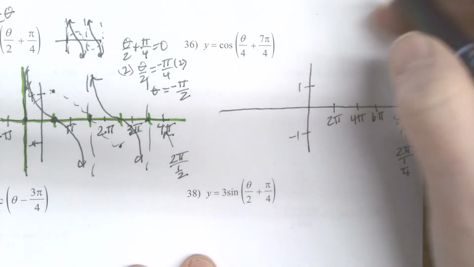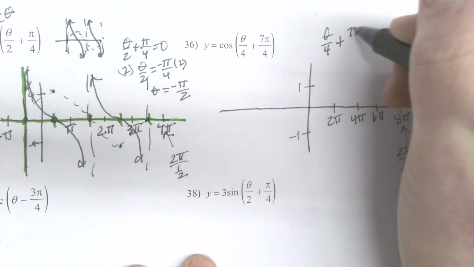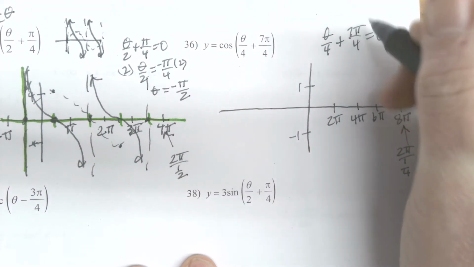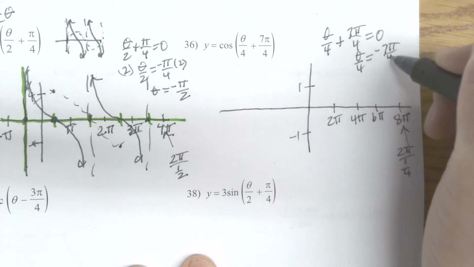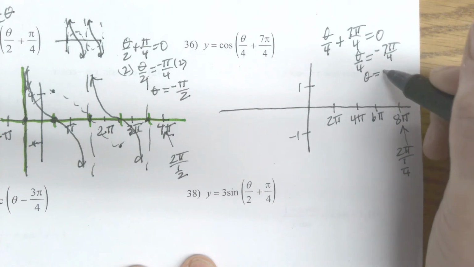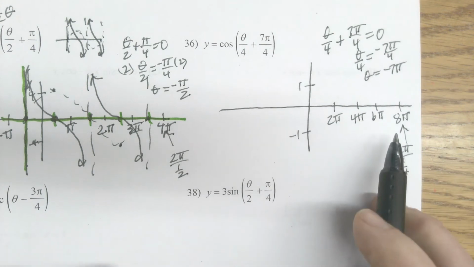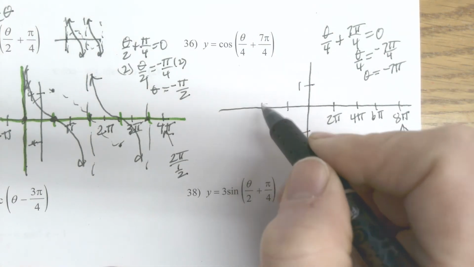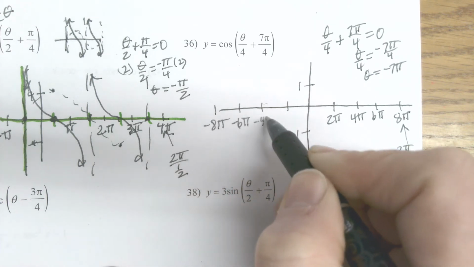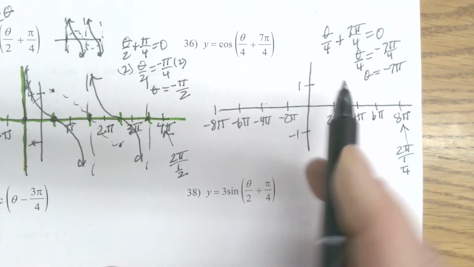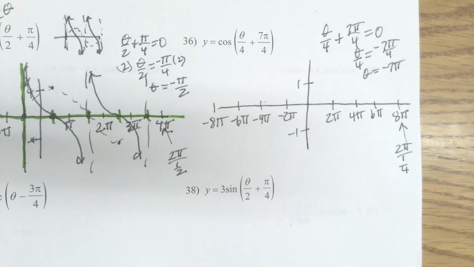And now I figure out my shift. That's when theta over 4 plus 7 pi over 4 equals 0. So theta over 4 equals -7 pi over 4. So when theta equals -7 pi, this is a big shift. I'm going to multiply by 4, that'll cancel out the denominator. So it's 2, 4, 6, 8 backwards. That's why I always like to give myself enough room, plenty of room. Look at which way it's shifting. Give yourself plenty of room to work. My shift is going to be back 7 pi.